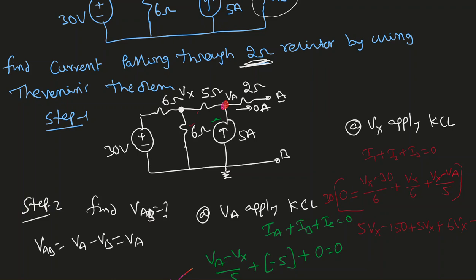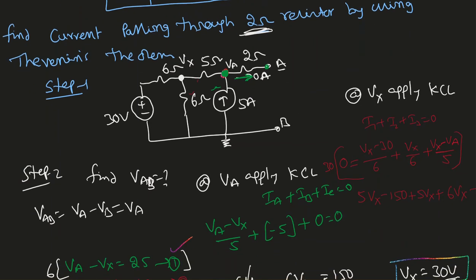Now, while finding VA, look at this 2 ohm resistor. Basically, nothing is connected. It's just like you're connecting your extension cord to the wall, but nothing is connected to your extension cord. So there won't be any current passing through it. But at the same time, whatever the voltage available here, it will be available there. So as long as I find the voltage at this point, VA, that is my Thevenin voltage.